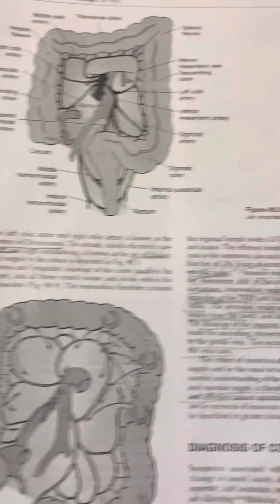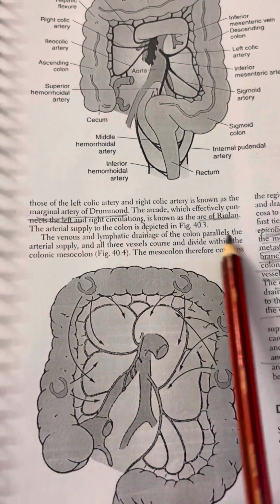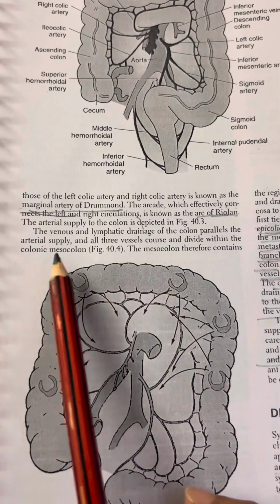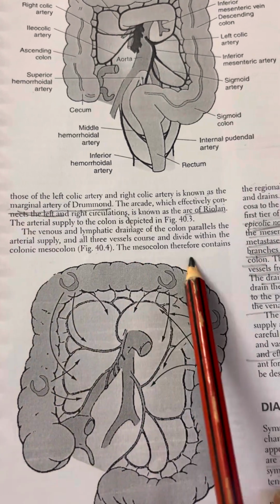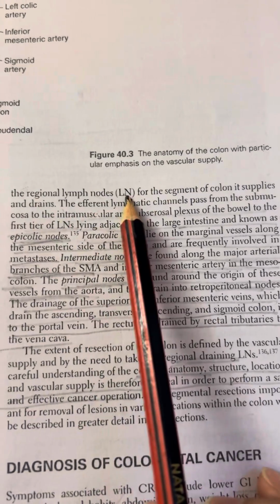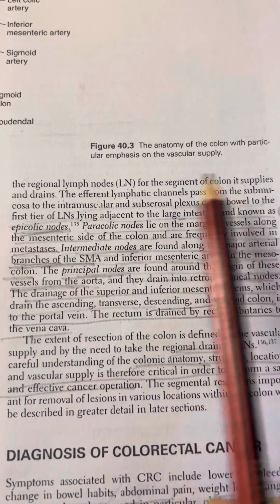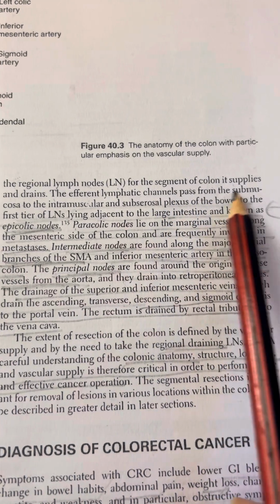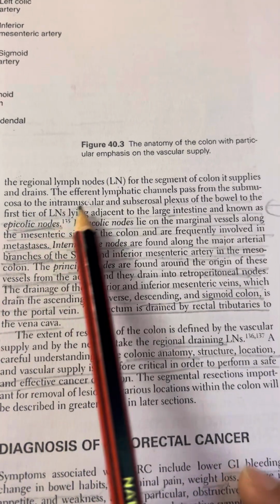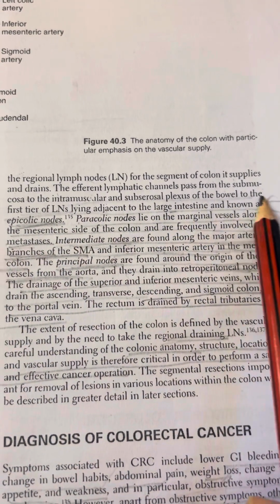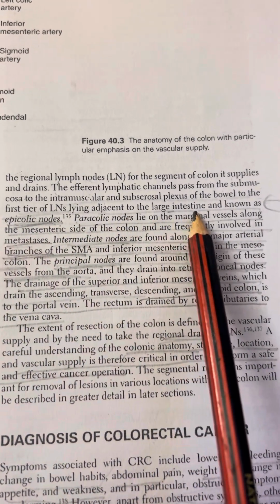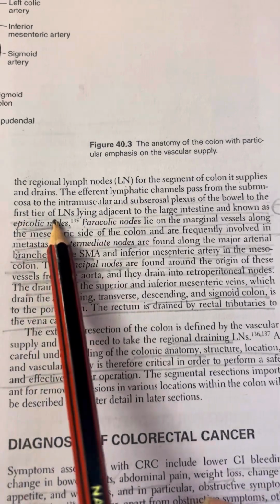The venous and lymphatic drainage of the colon parallels the arterial supply. All 3 vessels course and divide within the mesocolon. The mesocolon contains the regional lymph nodes for the segment of colon it supplies and drains. The efferent lymphatic channels pass from the submucosa to the intramuscular subserosal plexus of the bowel to the first tier of lymph nodes lying adjacent to the large intestine, known as epicolic nodes.